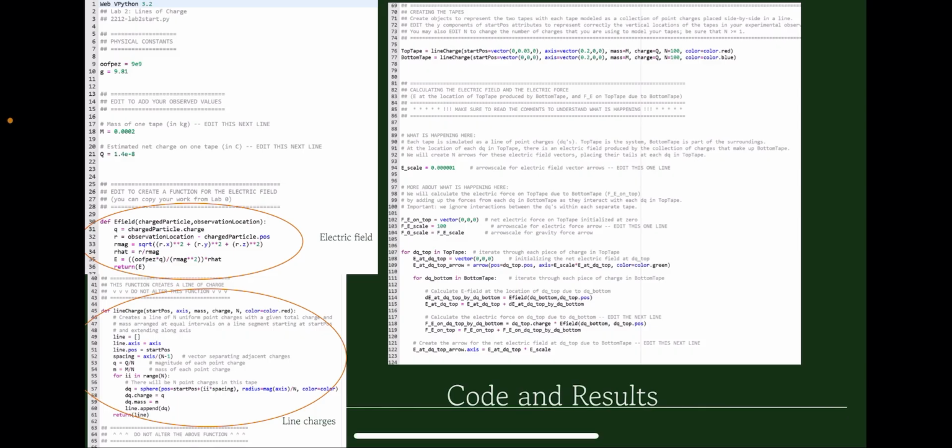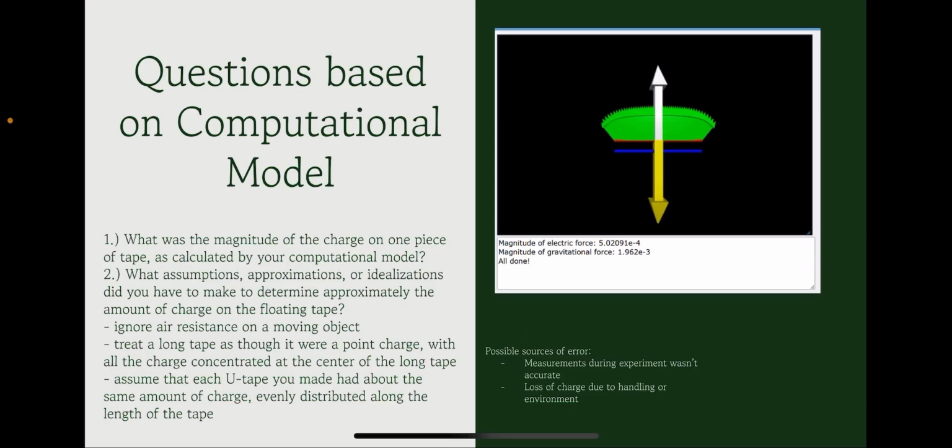And then here was the code for the model in this lab. The circled elements are the electric field and the line charges that we had to edit and put in for the GlowScript code. And then I also included any other calculations that we had to make throughout this lab and put them into the code. And then here was the model that was given to us based on that GlowScript code.